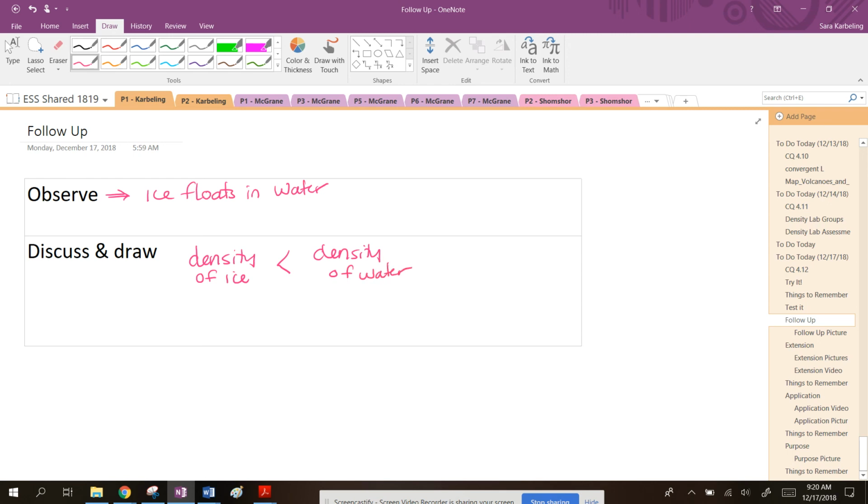Let me ask before I move on. Are you okay with this? Have we seen this before in math? Is there anyone who's like, this little guy here means less than? I don't want anybody to turn their brains off because they don't love math. So this means less than, okay? Oops, that's a really funny smiley face. Let me try that one more time. There we go. So that little sign means less than. So the density of ice is less than the density of water.